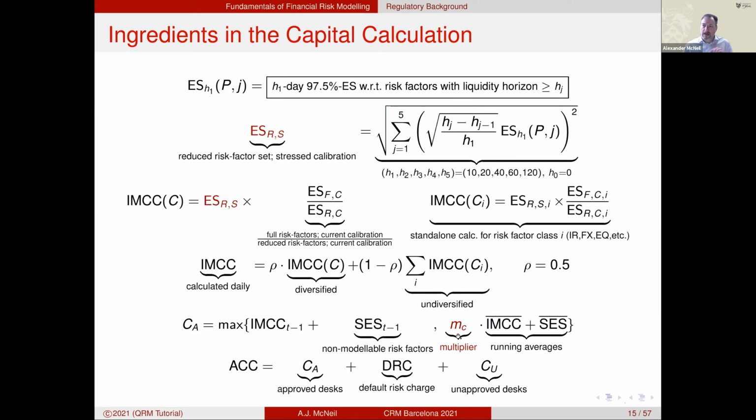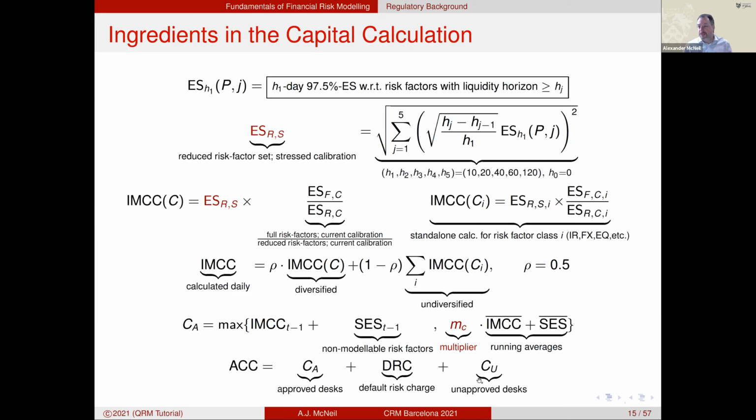And then a multiplier is defined. I've put the multiplier in red because it relates once again to backtesting. The multiplier is a place in the capital calculation where the quality of the backtesting results directly feeds into the size of the capital charge. So depending on the value of this multiplier, the charge CA will be bigger or smaller. And CA is the charge for desks that have been approved to use the internal model.